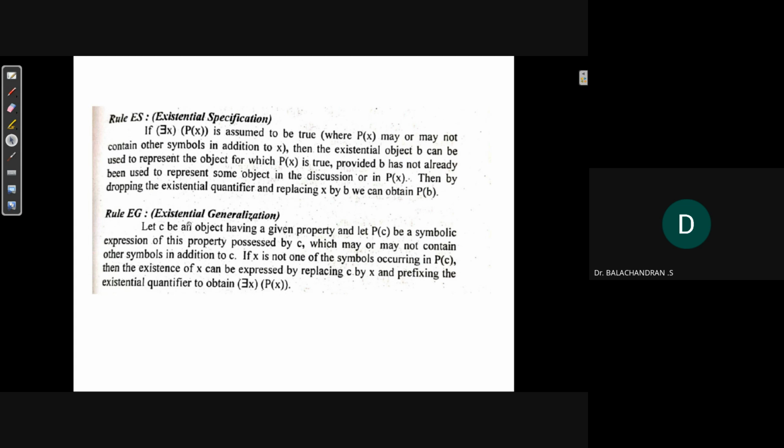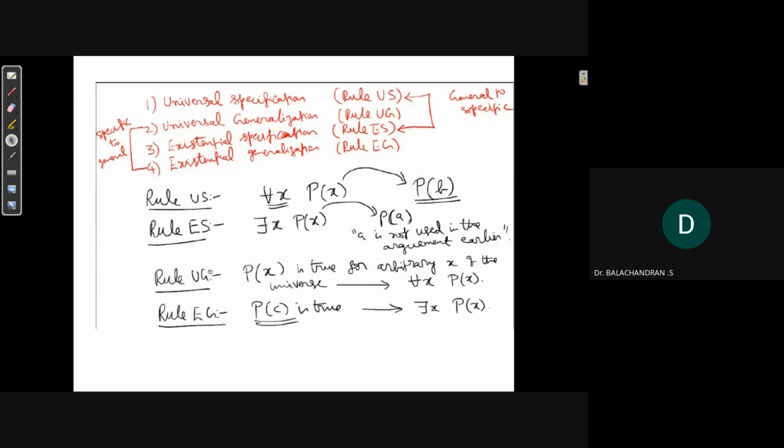Okay, so next, existential generalization. Let c be an object having a given property, and let P of c be a symbolic expression of this property possessed by c, which may or may not contain other symbols in addition to c. That means we know that P of c is true, but we don't know whether P of d or P of b is true. So in this case, you can write there exists x, P of x. I think this slide is enough. In this slide, everything is explained clearly.